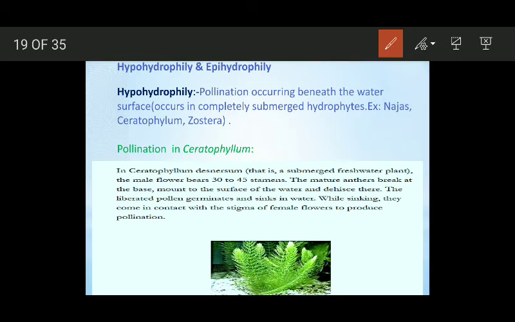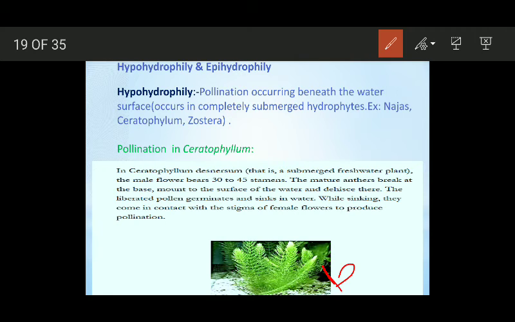The mature anthers of these stamens break at the base and then mount to the surface of water. Then they reach the surface of water. They move to the surface of water and they break down there. For example, this is one of the anthers.